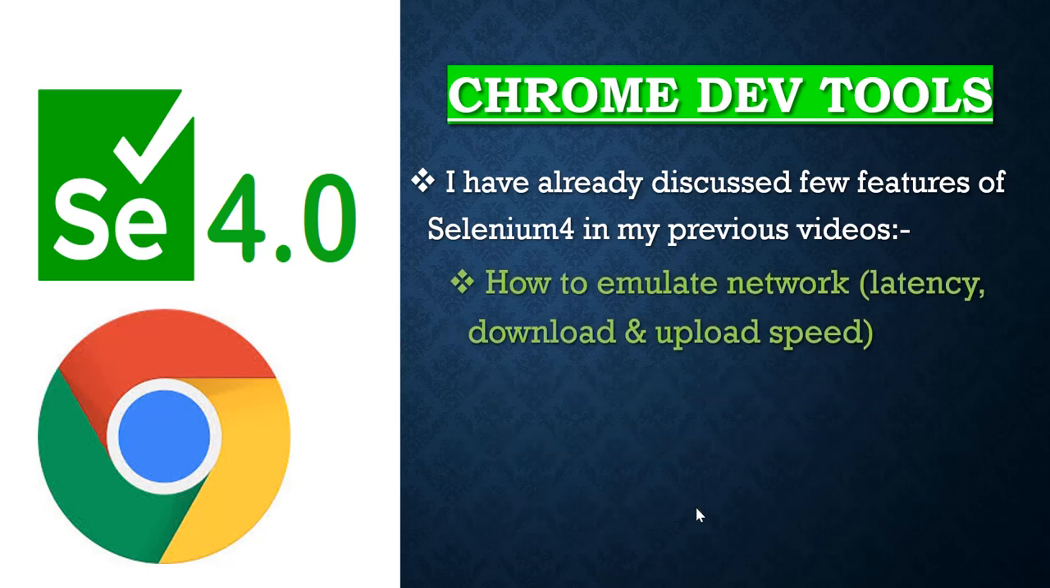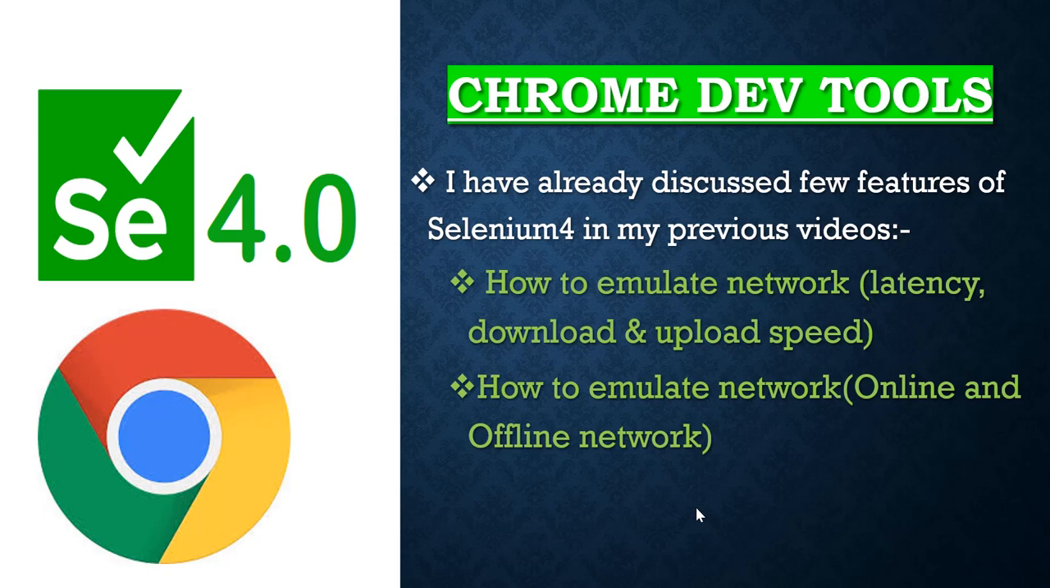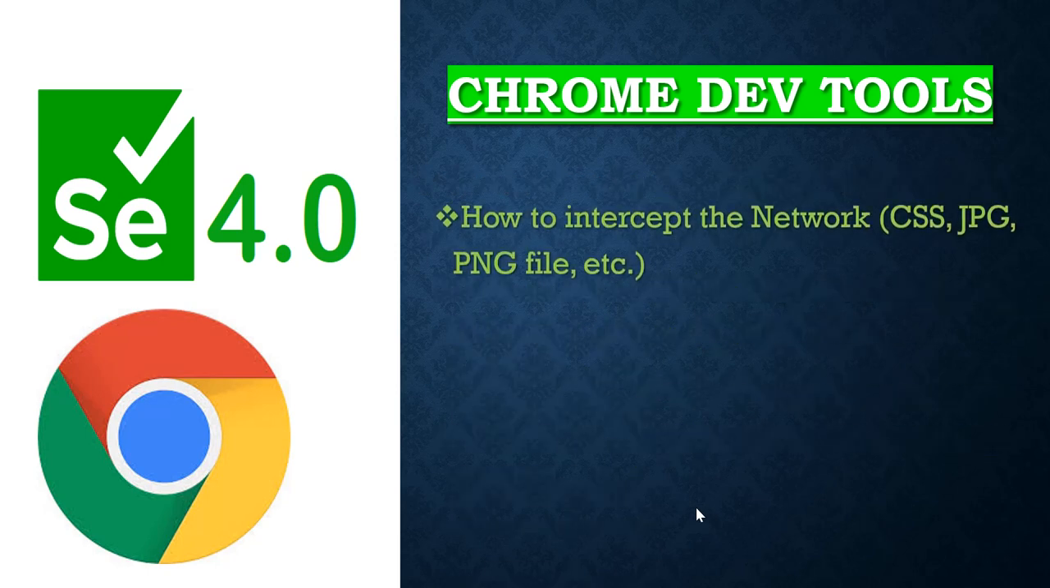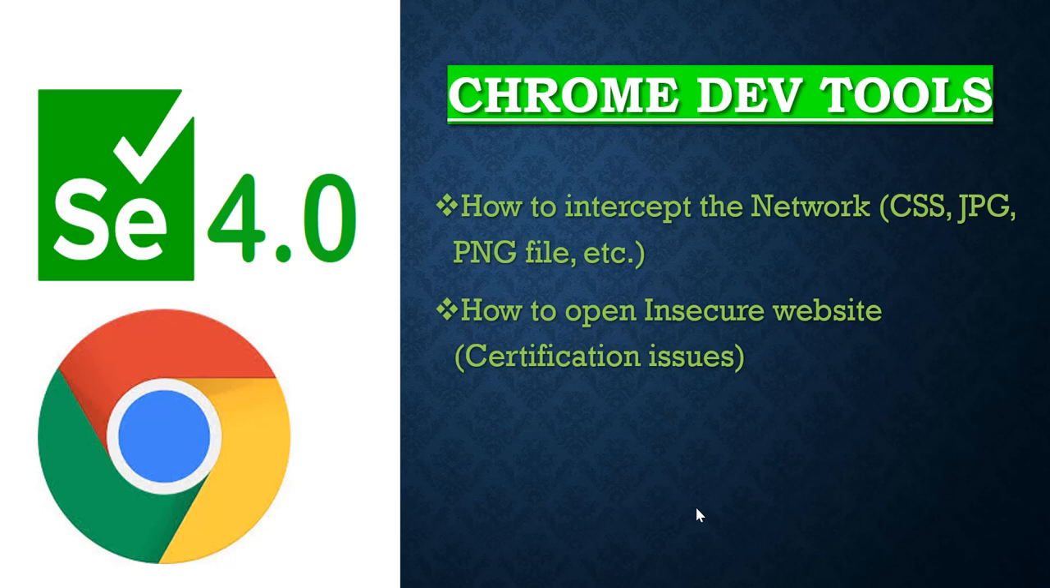features are how to emulate latency, download and upload speed, and also how to emulate online and offline network. I have also discussed how to intercept network calls like CSS, JPG and PNG files, how to open an insecure website, like a website with a certificate issue, and how to get the console log. Those features I have discussed in my previous videos. In case you missed those videos, please watch them to get more knowledge related to Selenium 4 features. Let me move forward.